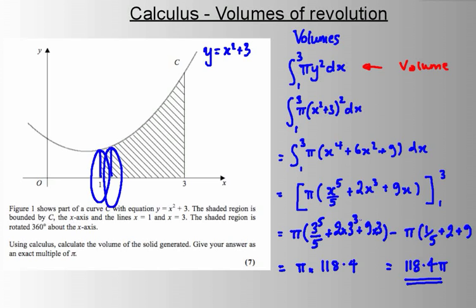There we go, a volume of revolution, always the integral of pi y squared dx if I spin it around the x-axis. Always works. Off we go, do the integration, and we have ourselves a volume. Neat trick. And I'm just going to check this.